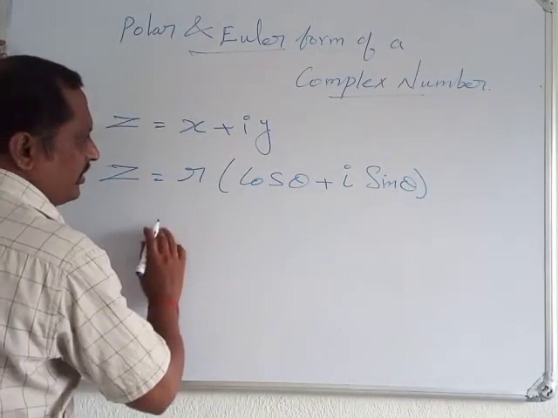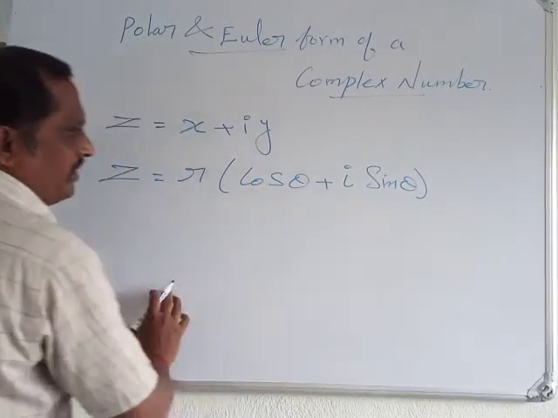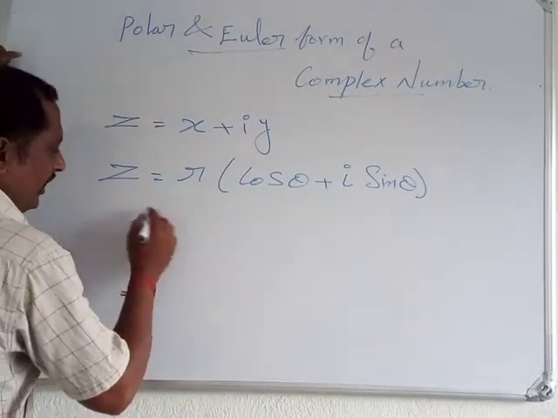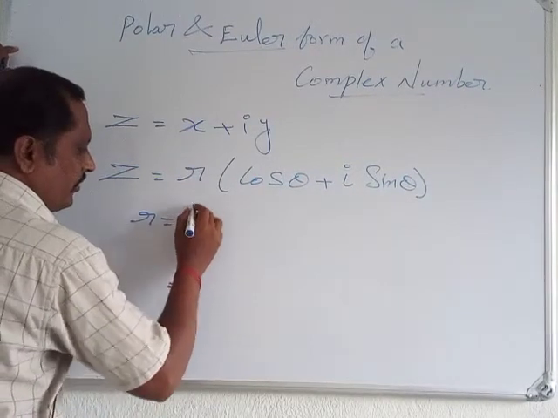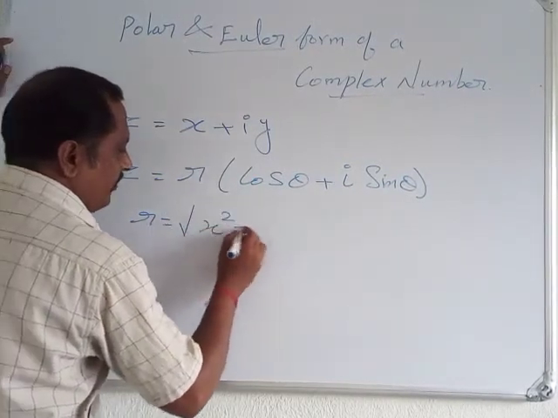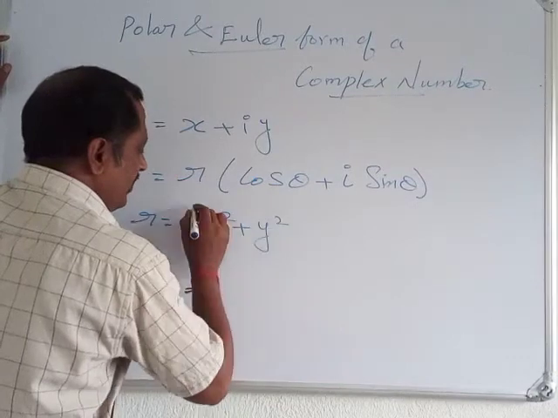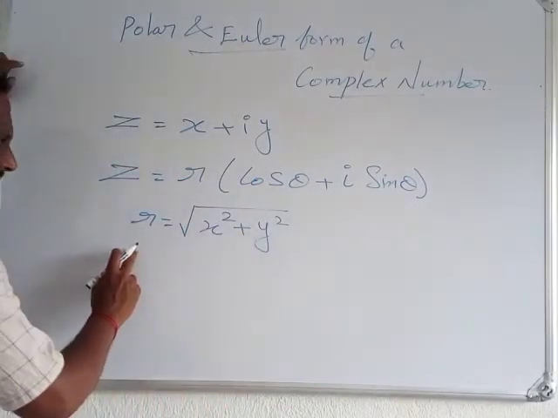How to calculate r? How to calculate theta? r is equal to square root of x square plus y square. This is the formula for finding the r value.